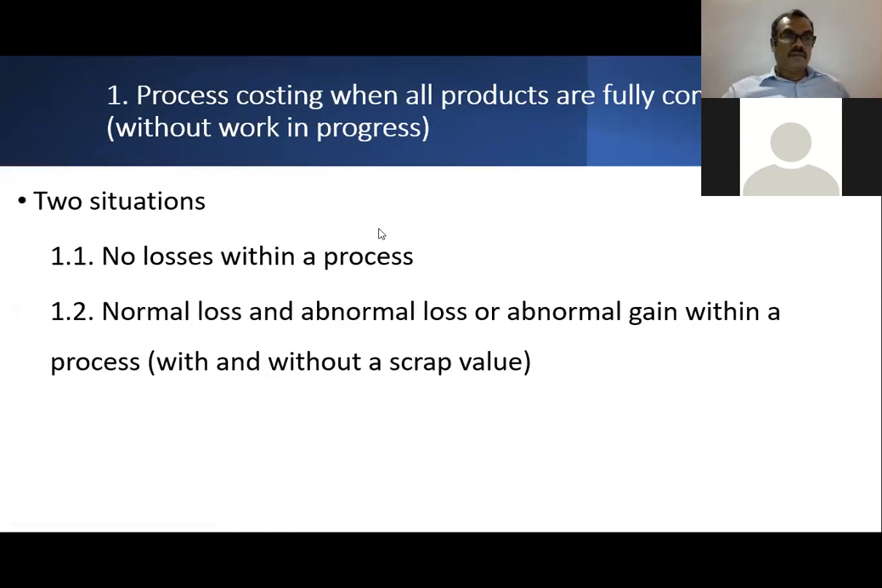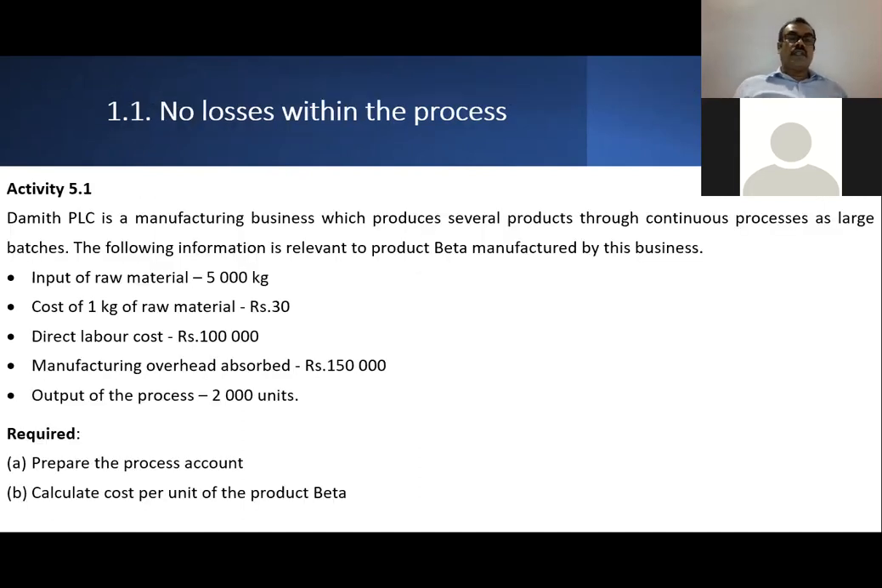Now, we'll take two situations. First, process costing, no work in progress. We'll take a situation with no losses, normal loss and abnormal losses. First, with no losses, it is a straightforward calculation. Read this question. I'll quickly read it and give you a few minutes to work it out. A company, a manufacturing business, so sometimes you need not worry about that much. It tells you the following information relevant to a particular product.